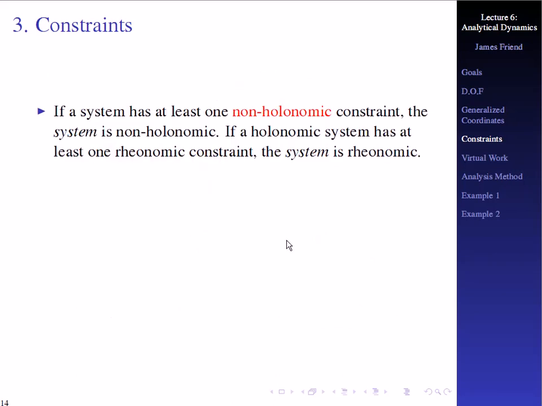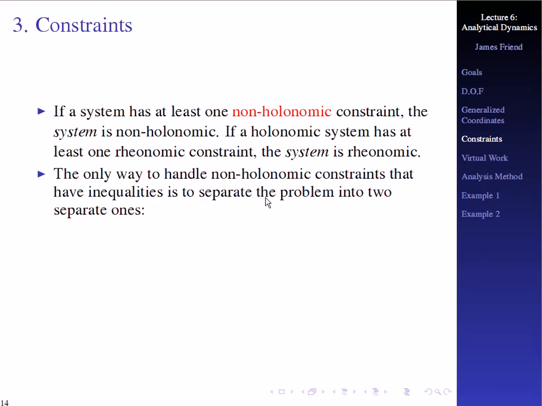If a system has at least one non-holonomic constraint, the system is non-holonomic. All right, so if you have one bad apple, the entire barrel is bad. If a holonomic system has at least one rheonomic constraint, the system is said to be rheonomic. This means that t appears in the one constraint equation. That means that it appears throughout the constraint equations.